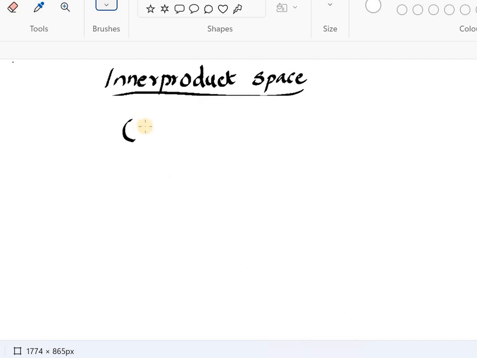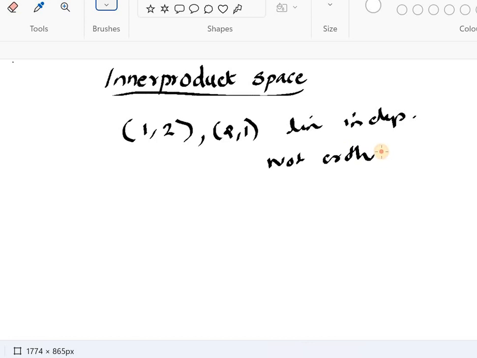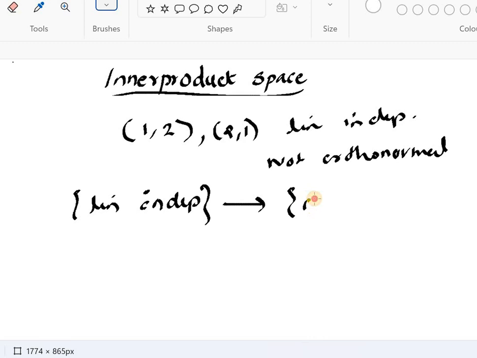But the converse is not true. Collection (1, 2), (2, 1): this collection is linearly independent, but it is not orthogonal. It is not orthogonal because the inner product is not equal to 0. However, from a given linearly independent set, you can always create an orthogonal set. A linearly independent set will give you an orthonormal set. You can create such a set.